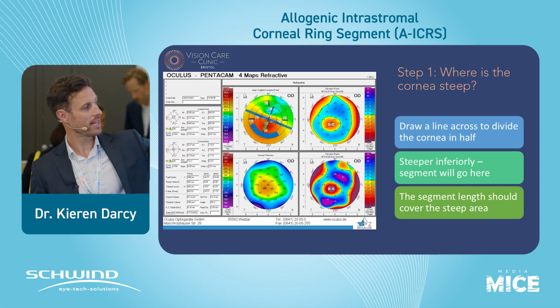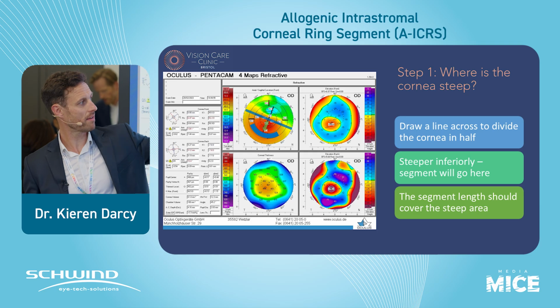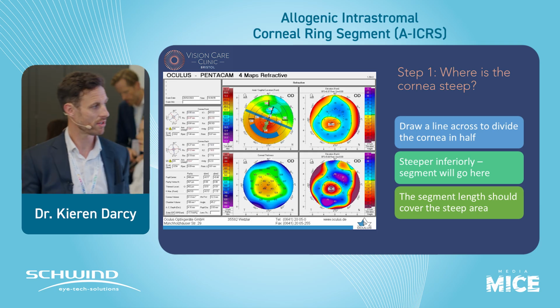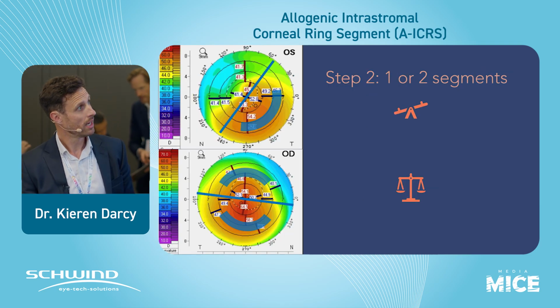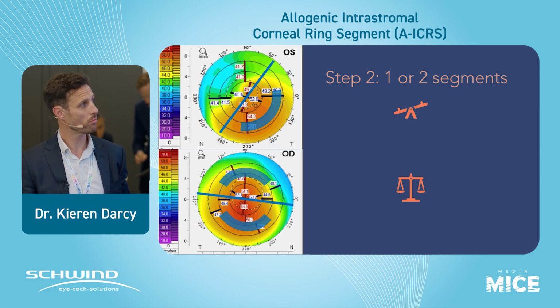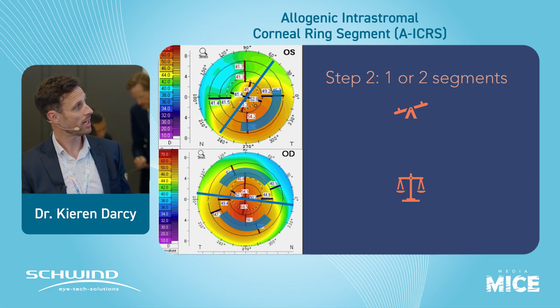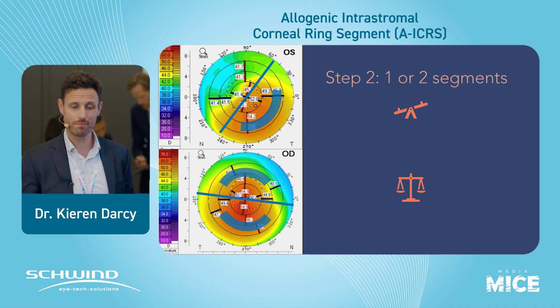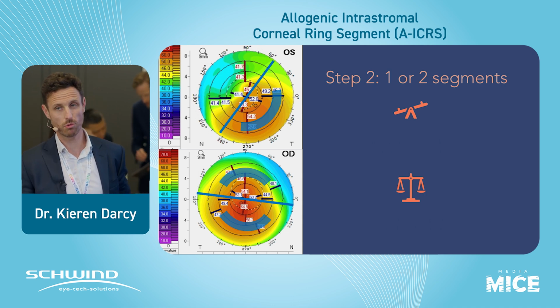So we cover the segment here. This segment's not quite big enough. You'd expect it to cover around here and be a slightly larger segment than the one drawn there. And then one or two segments. So in that last example, that's a great example of where one segment will suffice. So we do our line. If all of the steepening is on one side of our line, then we just need the one segment.